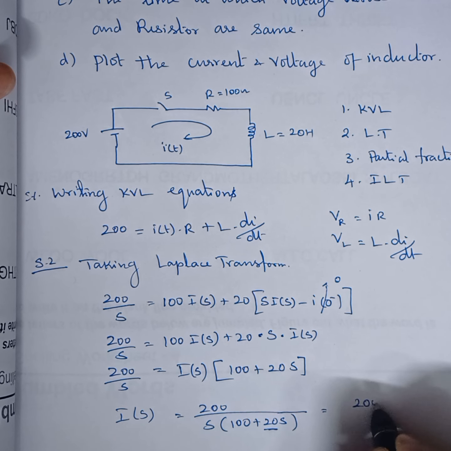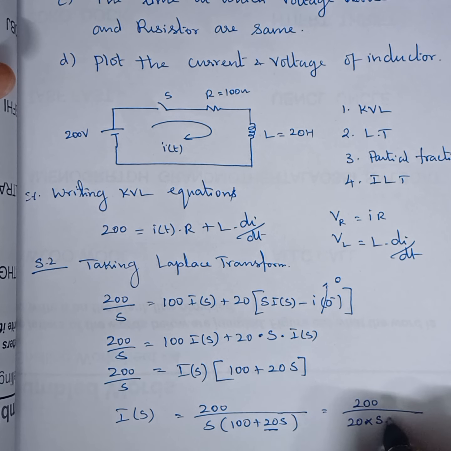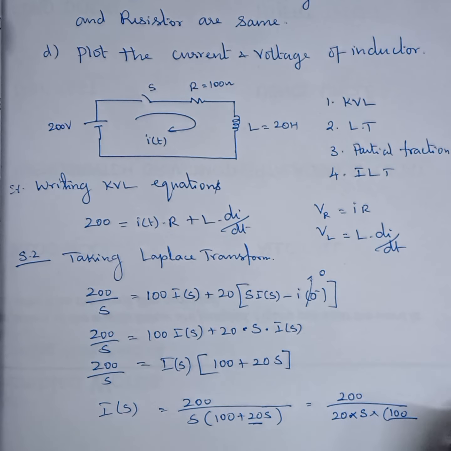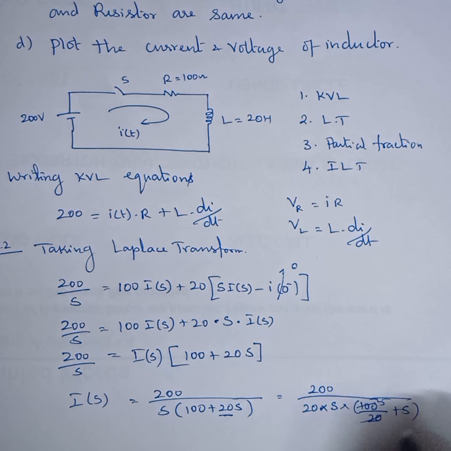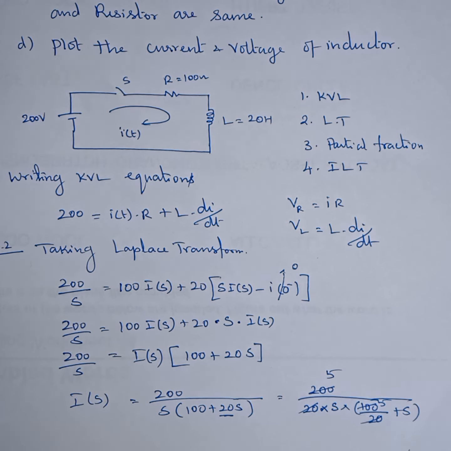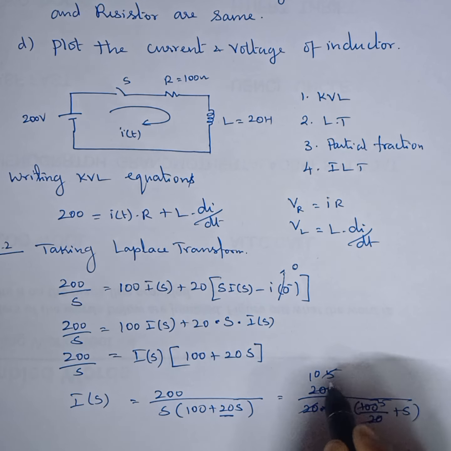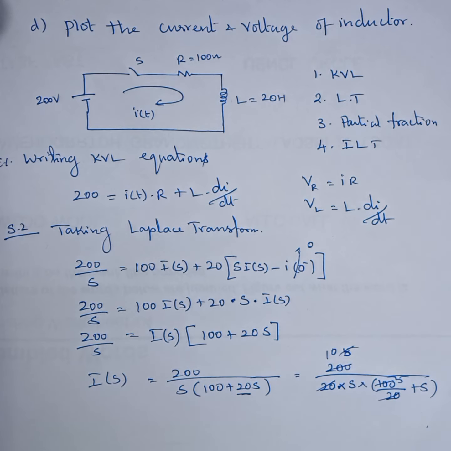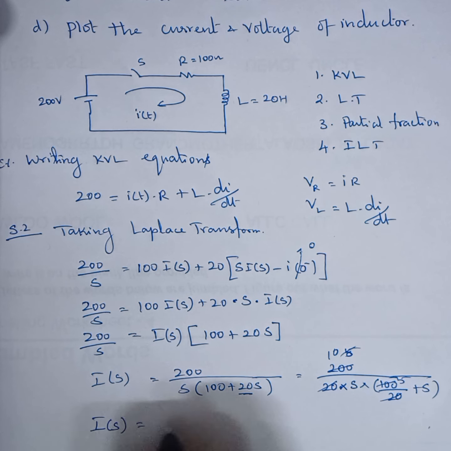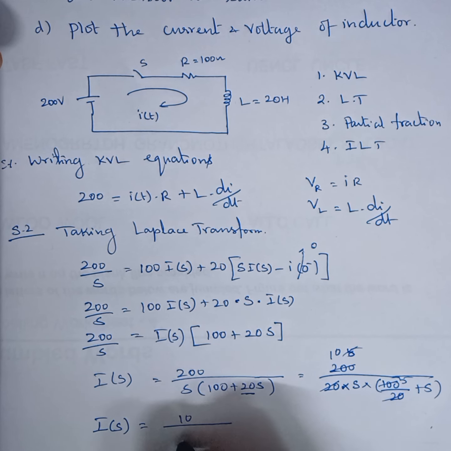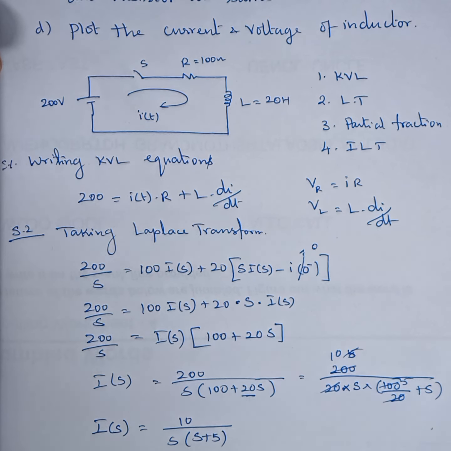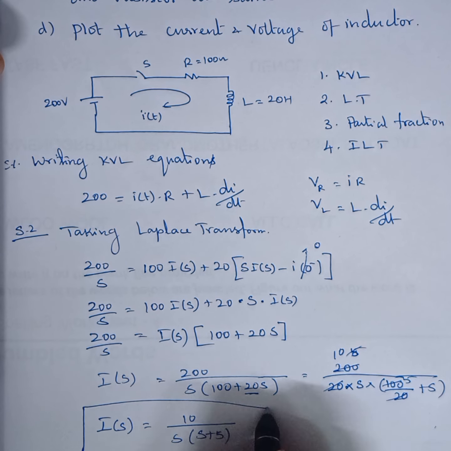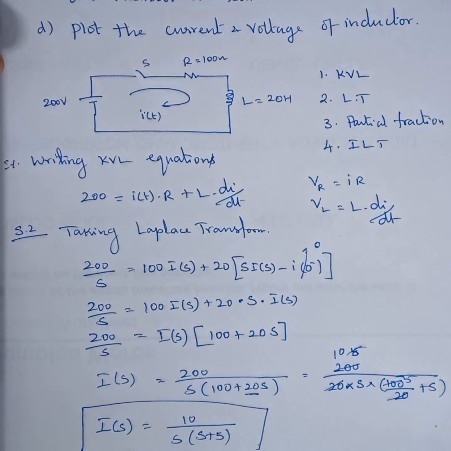Taking it outside, we get 200 divided by 20, multiplied by s, multiplied by 100 divided by 20 plus s, correct? So what do you get? So 5, not 5, sorry, 1, 10, correct? 10. So I can consolidate this equation as I of s is equal to 10 divided by s into s plus 5, correct? Now I have got I of s as 10 divided by s into s plus 5.